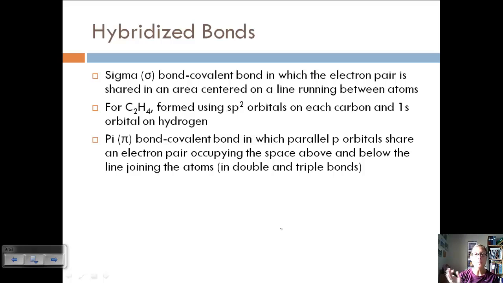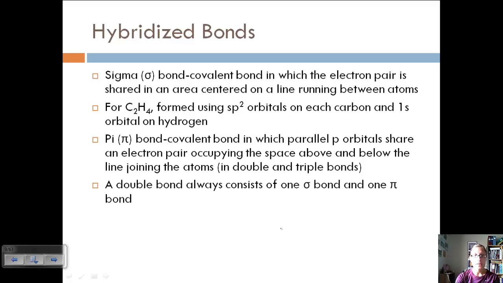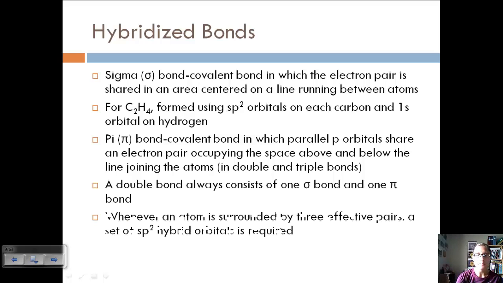And these pi bonds will only occur in double and triple bonds. You won't have one in a single bond. A double bond will always consist of 1 sigma bond and then 1 pi bond. And so a triple bond will consist of 1 sigma bond and 2 pi bonds. So you're always going to have a pi bond. Or sorry, excuse me, you're always going to have a sigma bond.